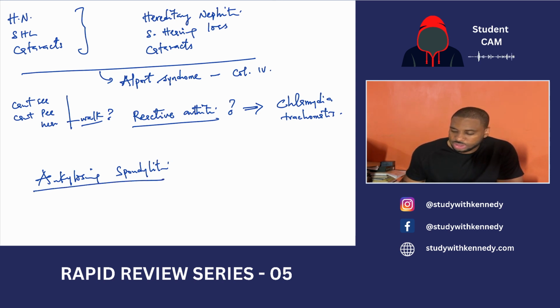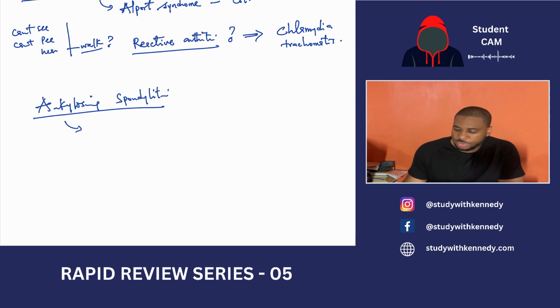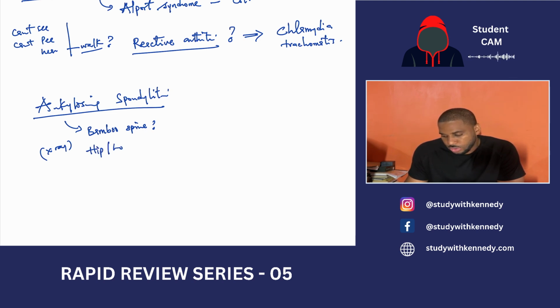How do people with ankylosing spondylitis present? Well, the bamboo spine. This is not how they present, though. This is what you see on X-ray. It's going to be pain at rest. What kind of pain? In the spine, hip. It's low back pain.